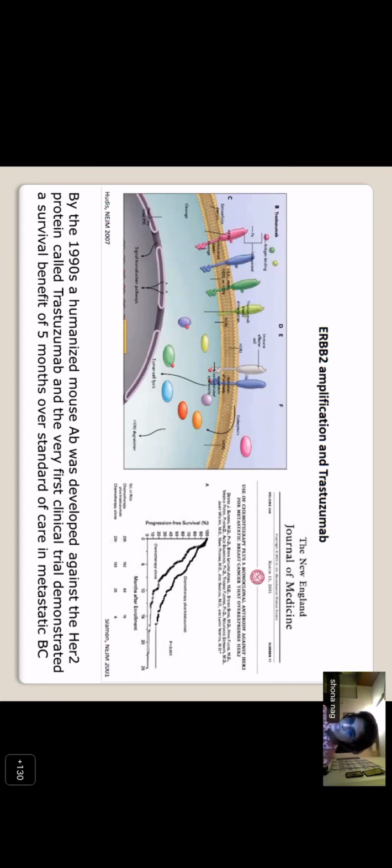It's a humanized mouse antibody, and it was called trastuzumab. And the very first clinical trial demonstrated a straight-off overall survival benefit over standard of care in metastatic HER2-positive breast cancer. You can see the action of trastuzumab on your left, and you can see that it binds to the antigen binding site of the HER2 receptor, which has an extracellular and intracellular portion. This prevents the dimerization and downstream signaling of the receptor.